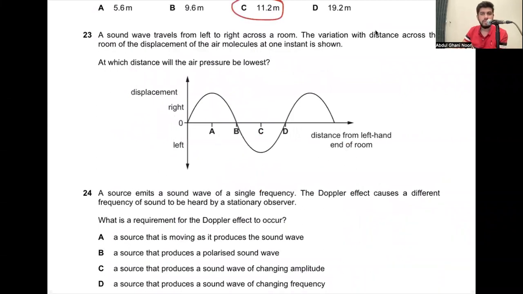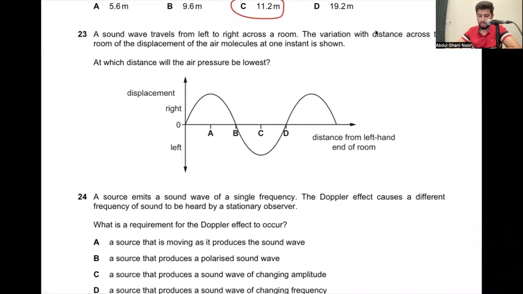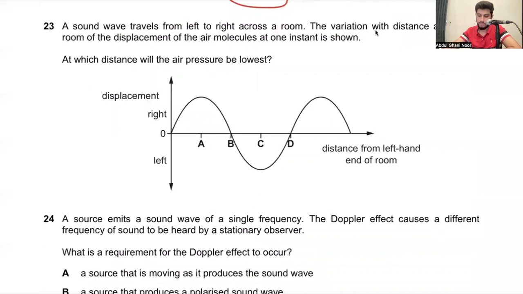Question number 23 says, a sound wave travels from left to right across a room. The variation with distance across the room of the displacement of the air molecule at one instance is shown. At which distance will the air pressure be lowest? Okay, so let's work it out.